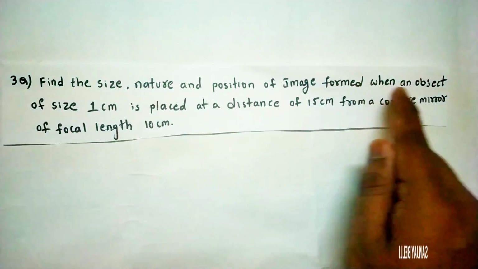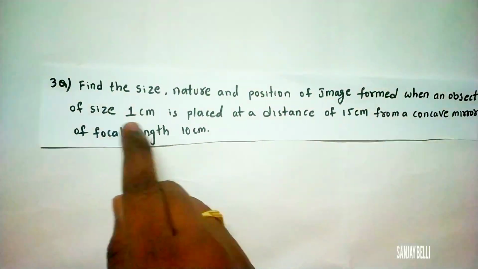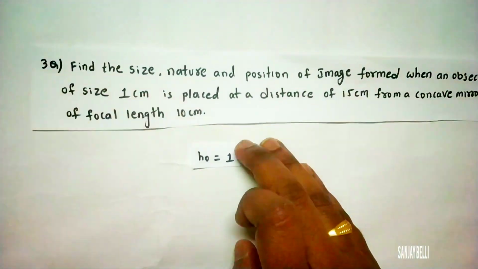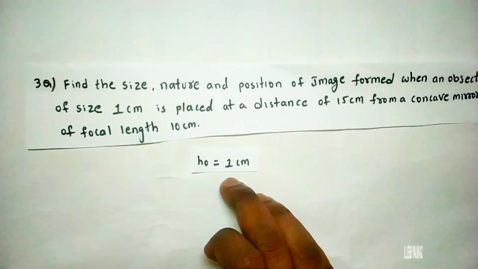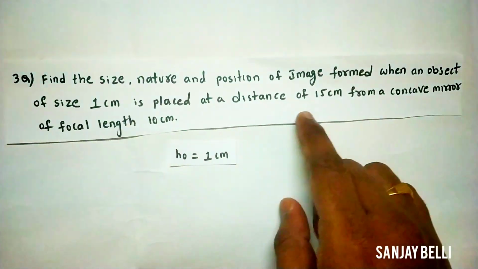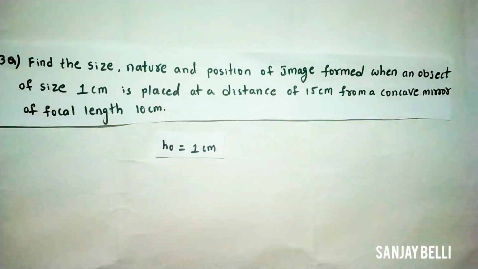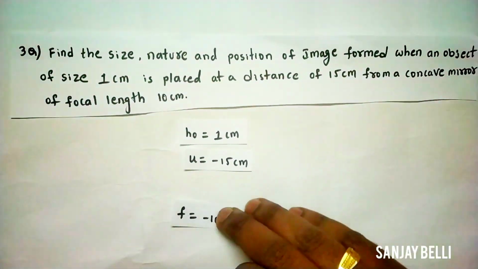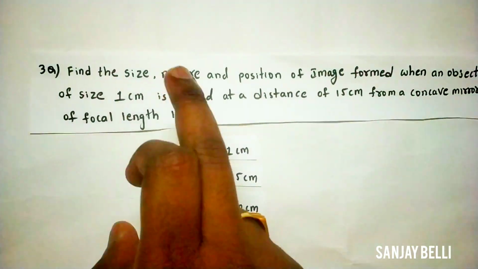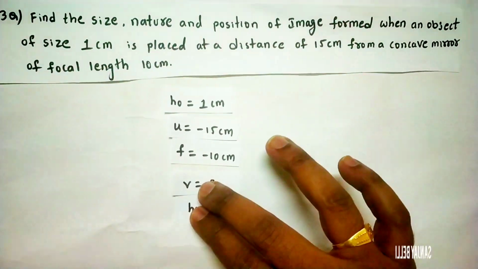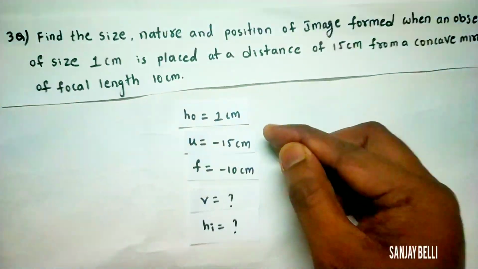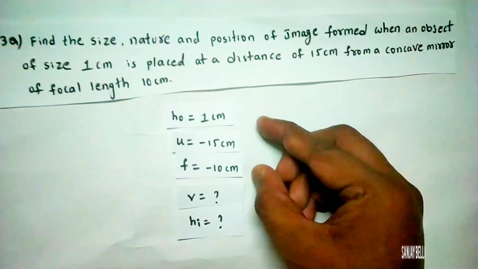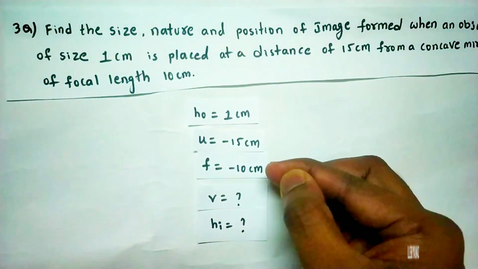First, the size of the object is 1 centimeter, that represents h naught. It is placed at a distance of 15 centimeters, that is u equals 15 centimeters, and focal length is given as minus 10 centimeters. So we have to find v and hi. As we know, for a concave mirror u and f will be minus due to the sign convention rules.